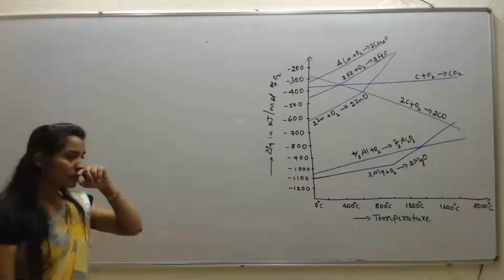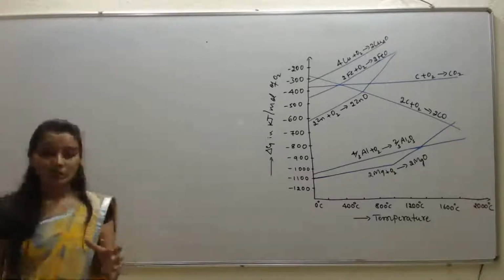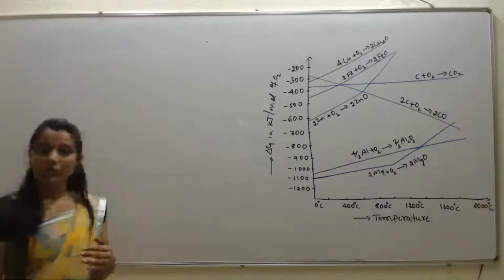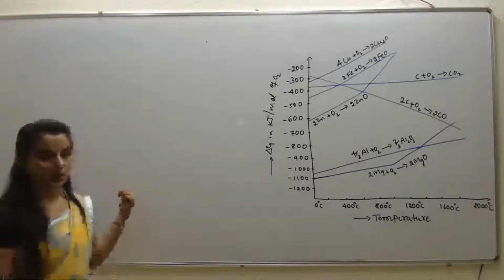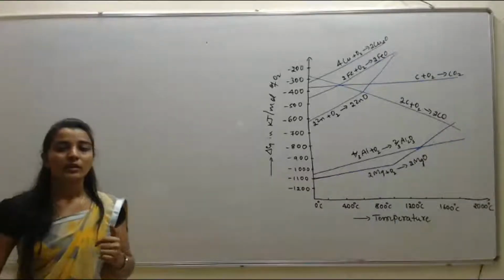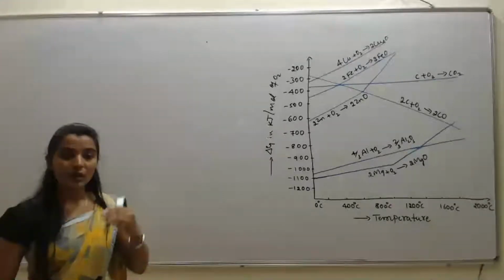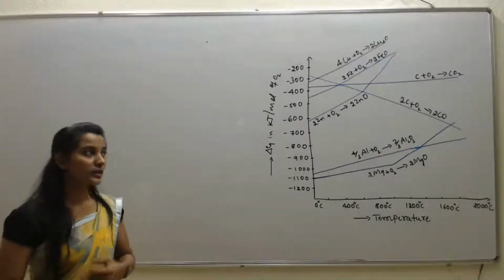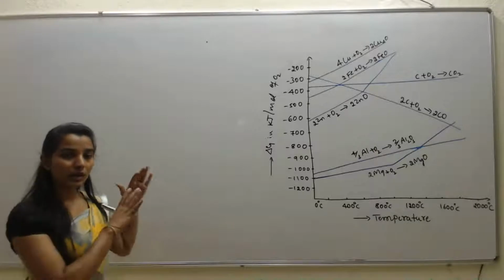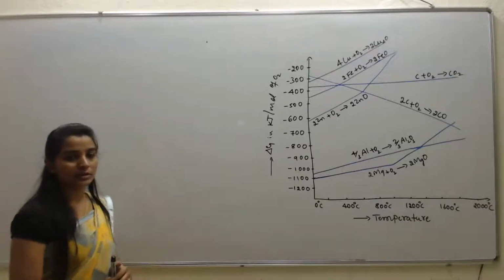What is calcination? It means the heating of a concentrated ore in a limited supply of air or in the absence of air. Roasting means the strong heating of the concentrated ore in the presence of a regular supply of oxygen, then it is called roasting. Okay, last class we discussed all this.